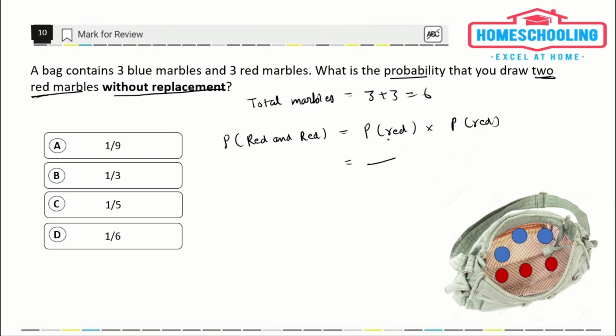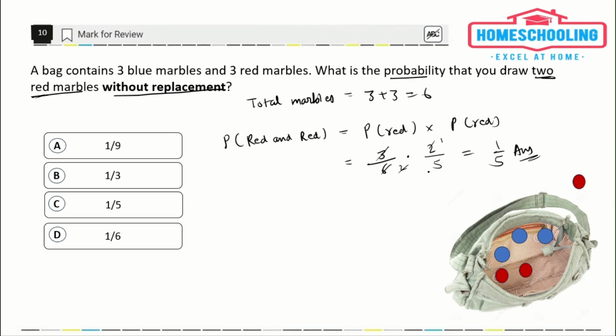When we are taking out the first red marble, what is going to be the probability? The total number of marbles in the bag, that is the total number of possible outcomes, is 6, and we have 3 red marbles. So let's take out this red marble outside. Now again we have to find a red marble, because we are not replacing. So when we find the next probability of drawing a red marble, how many total marbles are there in the bag? That is 5. And how many red marbles are there among those 5 left in the bag? That is 2. So 1 divided by 5. So this is your answer.